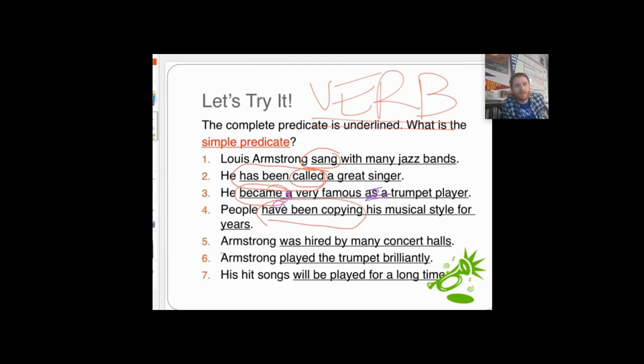Number 5, Louis Armstrong was hired by many concert halls. Okay, Armstrong's the noun, but look. Was hired is the simple predicate.